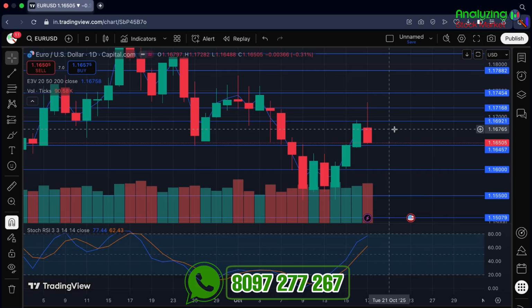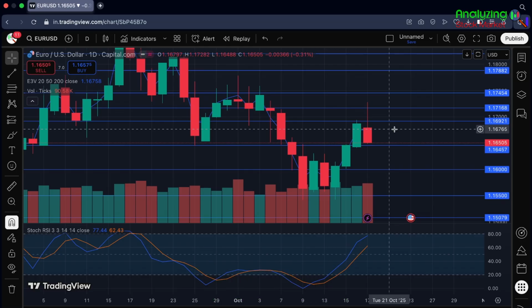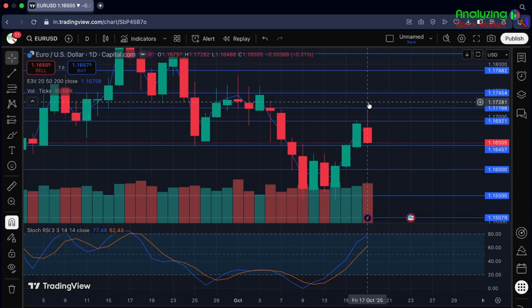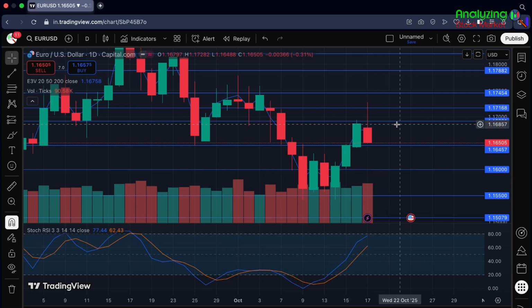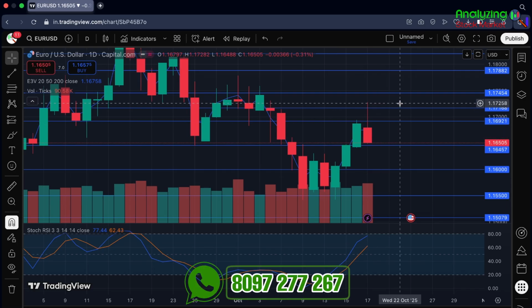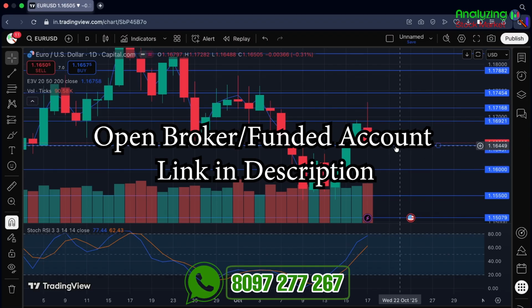Now let's talk about my opinion on the Euro USD pair for this week. According to the previous week's closing, I'm expecting a negative move, which is around 1.16000 to 1.16457. I'm expecting a negative closing in this range. If you're looking for a positive trade, then only look for it if 1.16921 gets breached. Then we can go for a long till this high, that is around 1.17282. This is important if you're going for a long bullish trade. Currently my expectation is negative in this range.